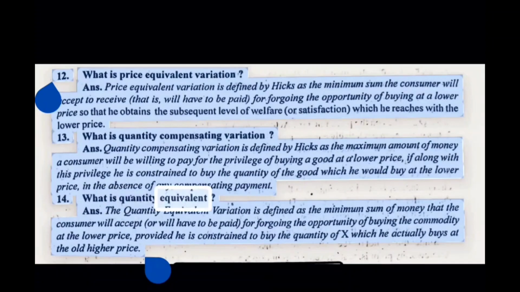14. What is quantity equivalent variation? Ans. The quantity equivalent variation is defined as the minimum sum of money that the consumer will accept, or will have to be paid, for foregoing the opportunity of buying the commodity at the lower price, provided he is constrained to buy the quantity of X which he actually buys at the old higher price.